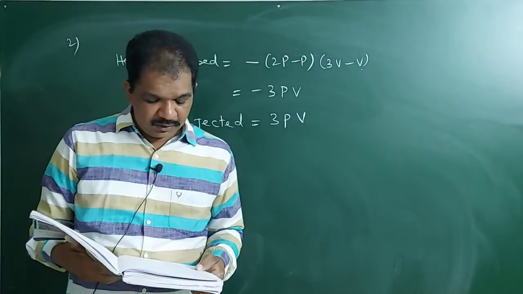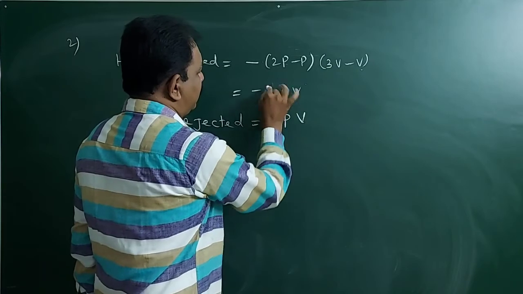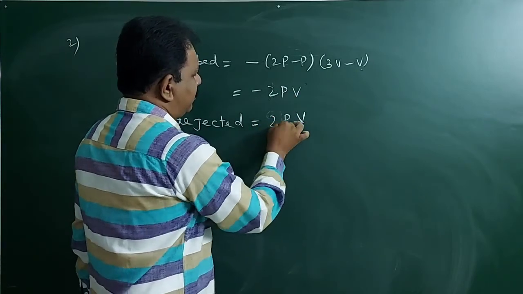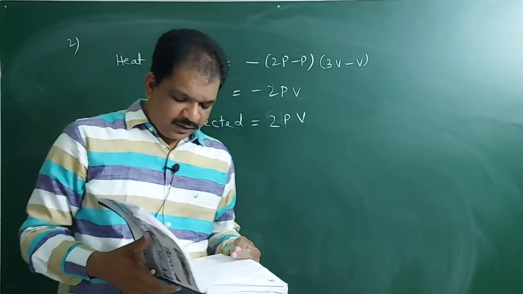There is something going wrong. 3V, this is 2 only, this will be 2V. So this will be 2PV. Okay. So second question, it will be the first option.